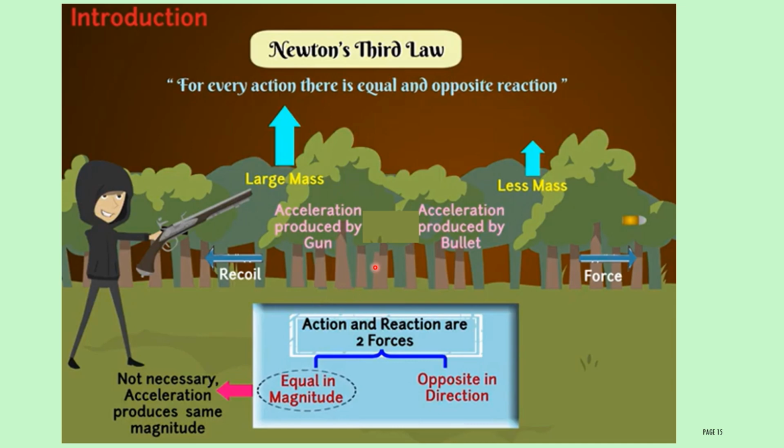Here one thing you have to observe, the mass of the bullet is less compared to the mass of the gun. Therefore the bullet will have more acceleration compared to the gun, because the mass of the gun is more. You know, acceleration is inversely proportional to mass. As the mass increases, acceleration decreases. Therefore action and reaction are two forces. They are in opposite direction but equal in magnitude. In this case you have to remember, it is not necessary that the accelerations produced have the same magnitude.